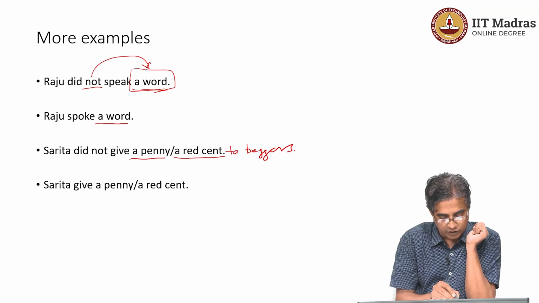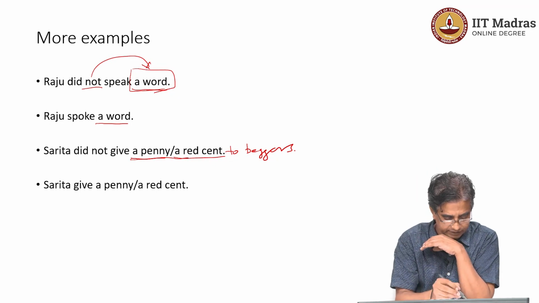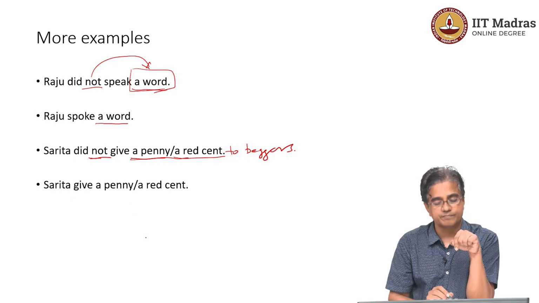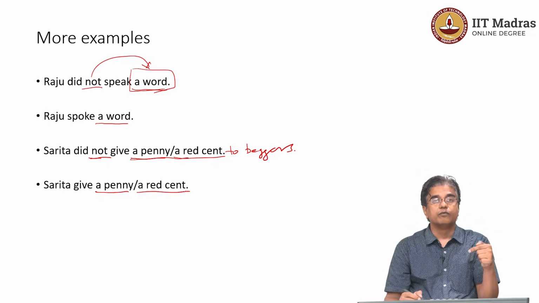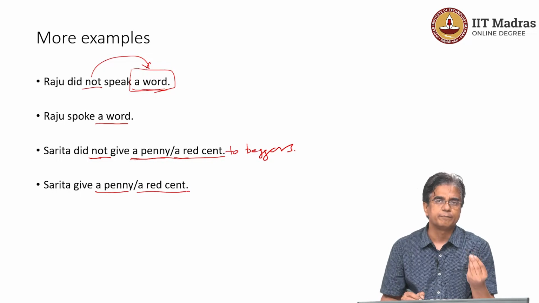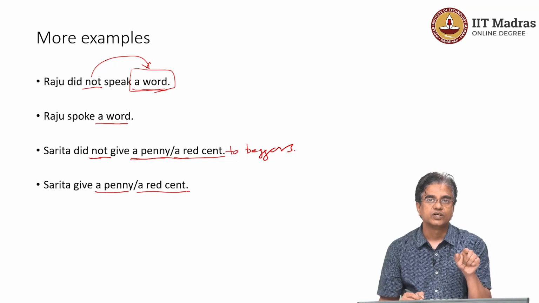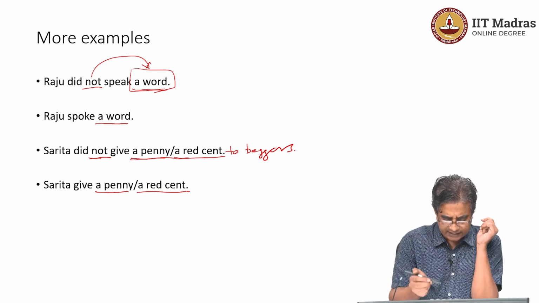So here also the interpretation is nothing or anything, meaning these things can only occur when you have negation in the sentence. If you use them without negation, then it means literally a penny or a cent. It doesn't carry the same interpretation. So some elements like anything, anybody, or anyone, a red cent, a penny. There are some other elements.